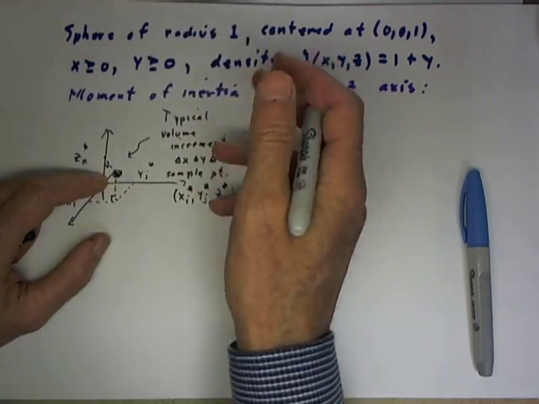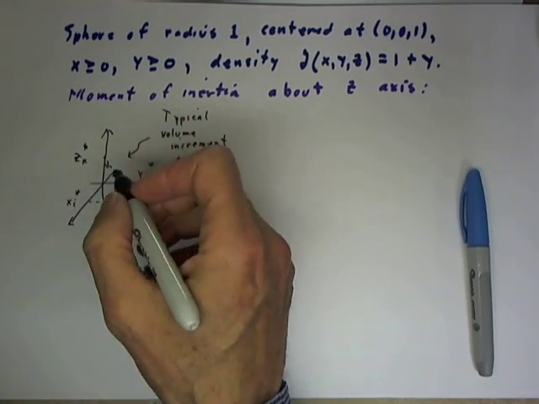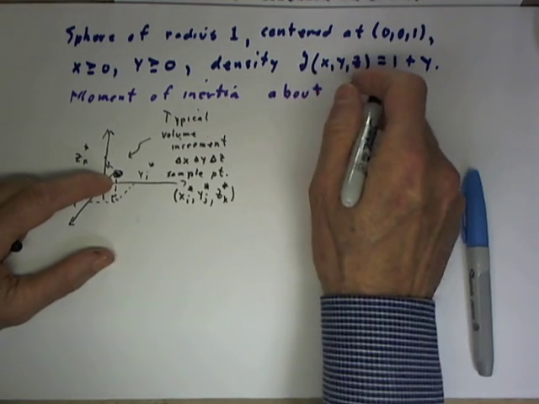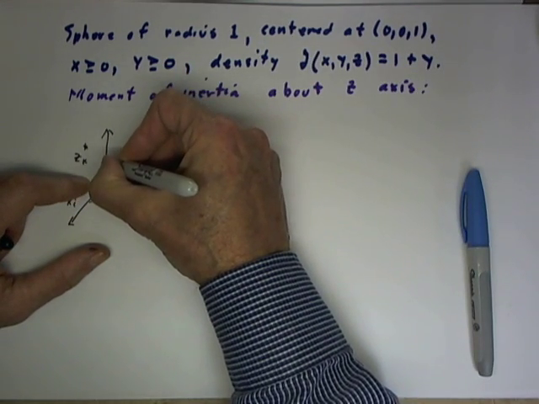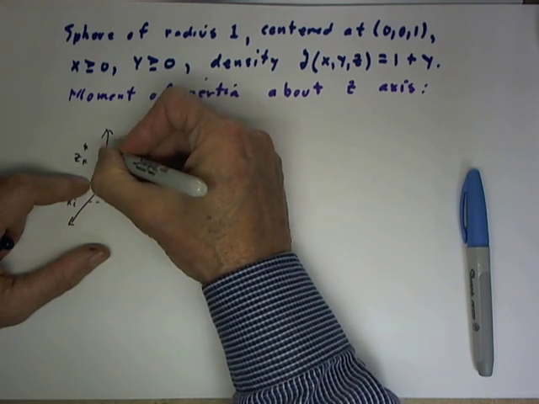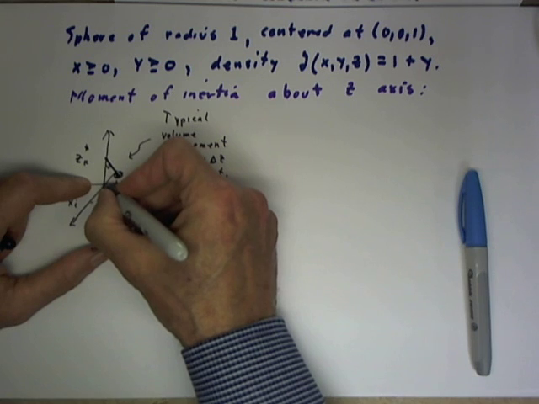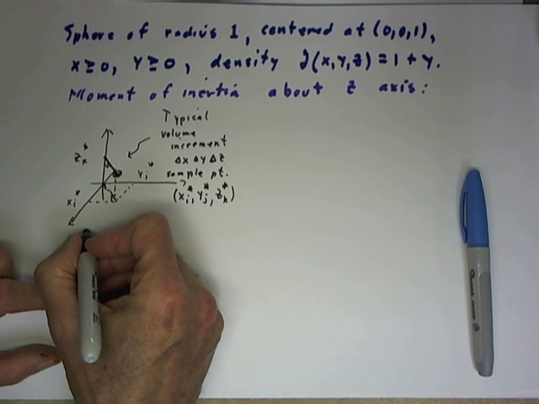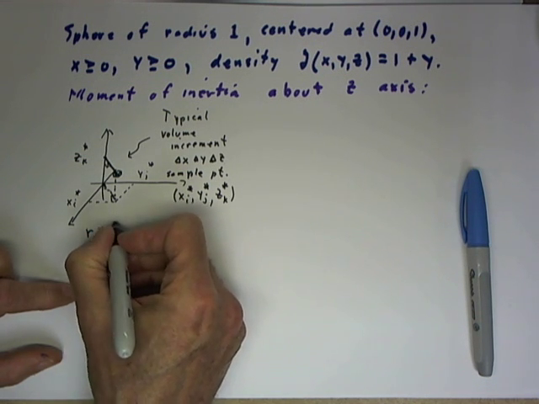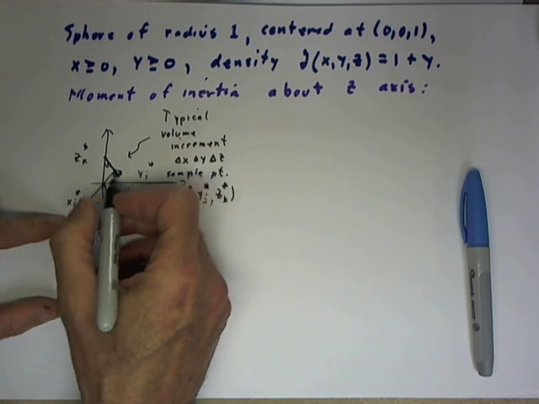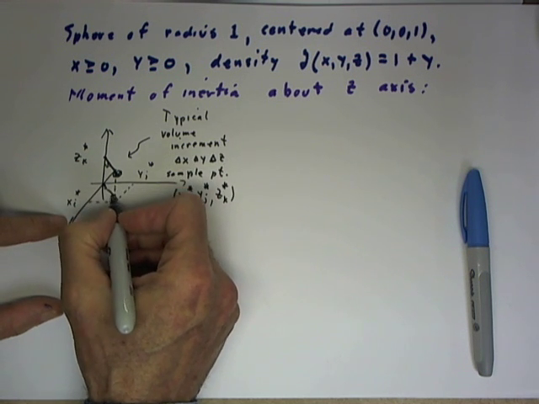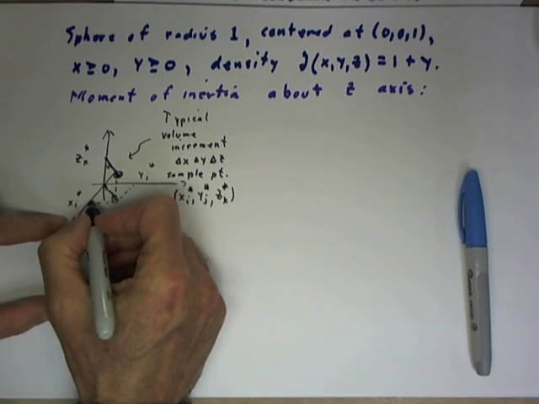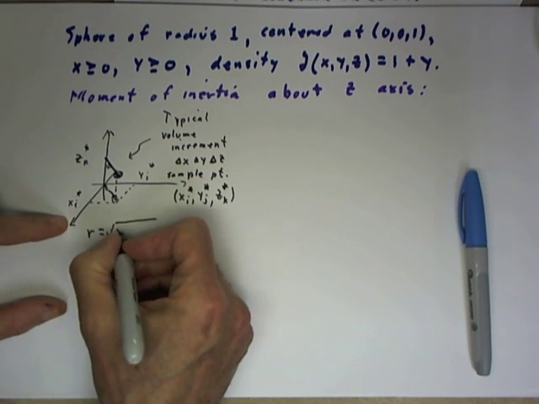To do the moment of inertia, we've got to add up the m r squareds, r being the distance from the axis. The distance of this particular volume increment from the z-axis is just this distance here, perpendicular to the z-axis, and it coincides with this distance down here in the xy plane, which we easily see to be the square root of xi star squared plus yj star squared. This segment here is congruent to this segment and is the hypotenuse of a right triangle with sides xi star and yj star.